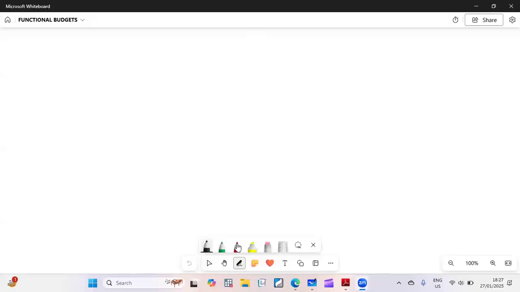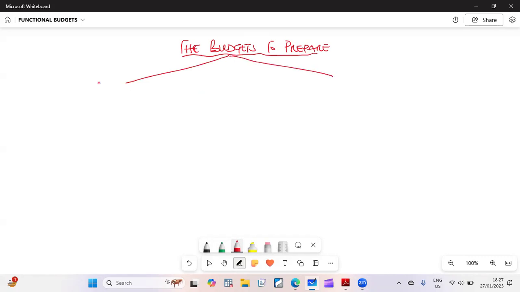So we are looking at the budgets to prepare. And in the budgets to prepare, we have two broad categorizations of it. We have the functional budget or the departmental budget. Every department will have to do something. So the functional budget or departmental budget.